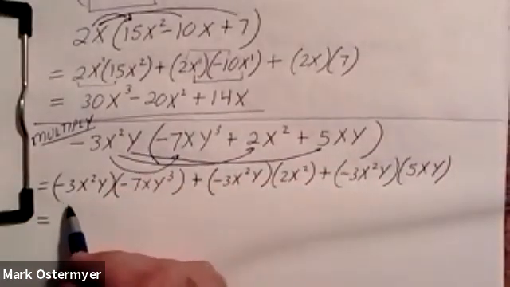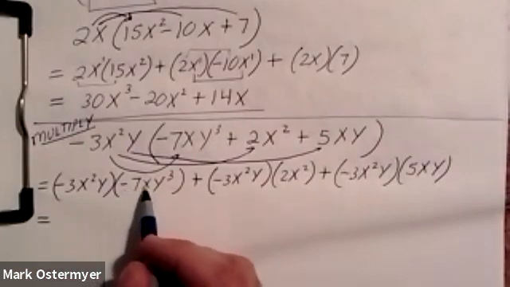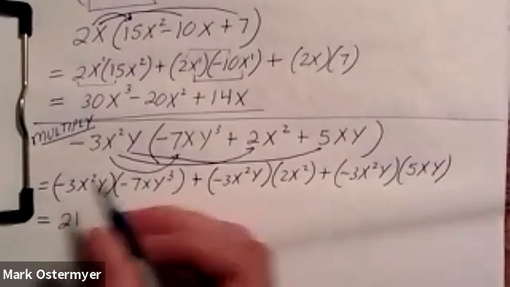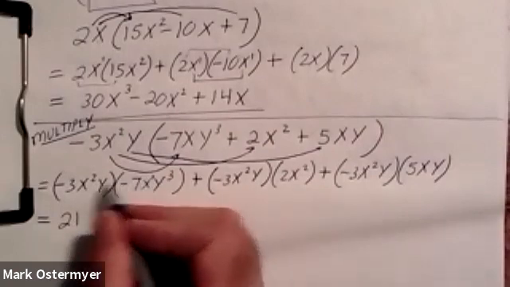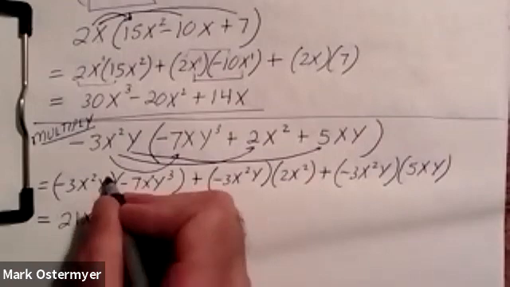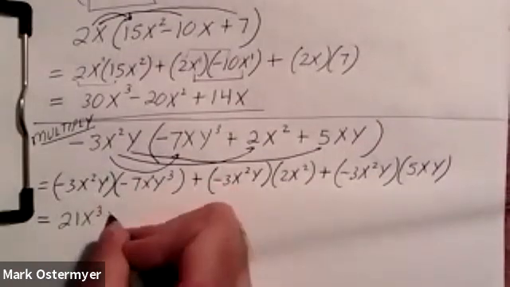All right, what is negative 3x squared y multiplied by negative 7xy cubed? Negative 3 times negative 7 is 21. X to the second power multiplied by x to the first power is x to the 2 plus 1 power, or x cubed. Y to the first power multiplied by y cubed is y to the 1 plus 3, or y to the fourth power.